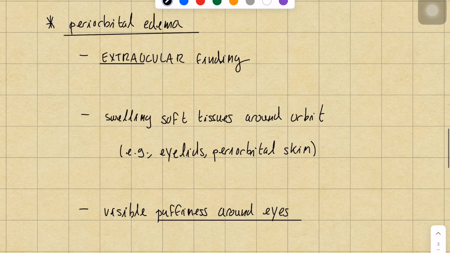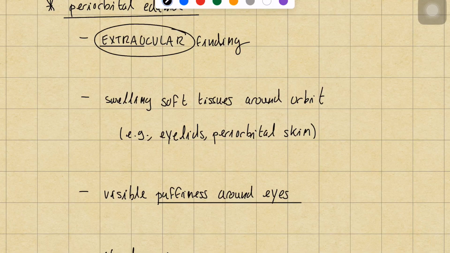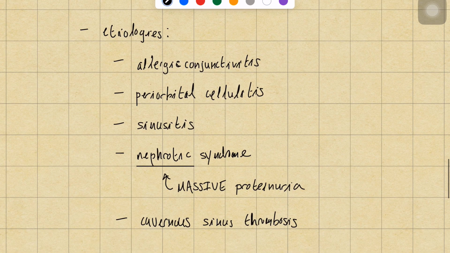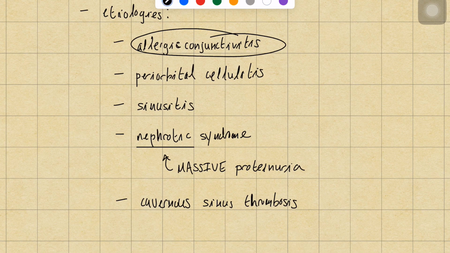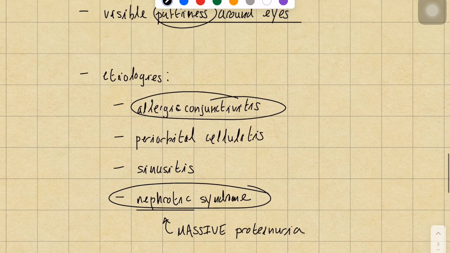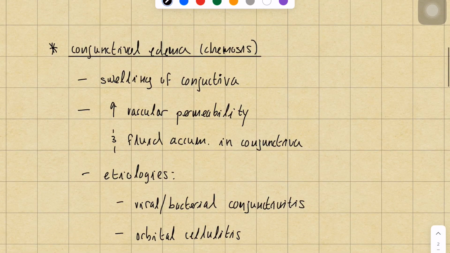And then with periorbital edema, remember, first and foremost, it's an extraocular finding, and it's that characteristic puffiness around the eyes, and its etiologies are, a lot of times, just allergies, right? Could be an allergic reaction, but it could be nephrotic syndrome. And remember that cavernous sinus thrombosis will present with, a lot of times, periorbital edema and conjunctival edema.